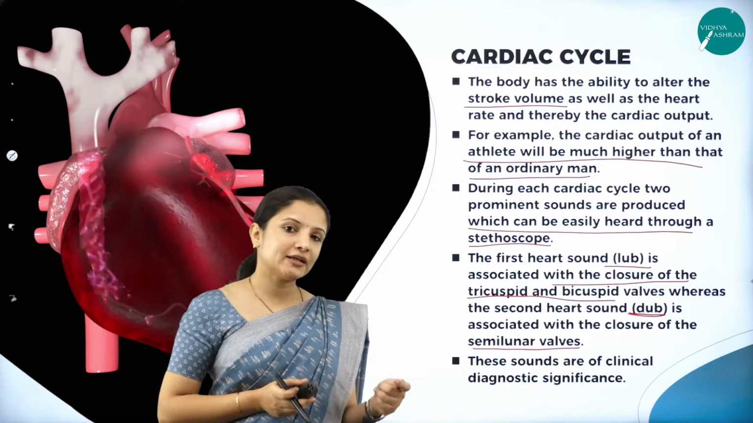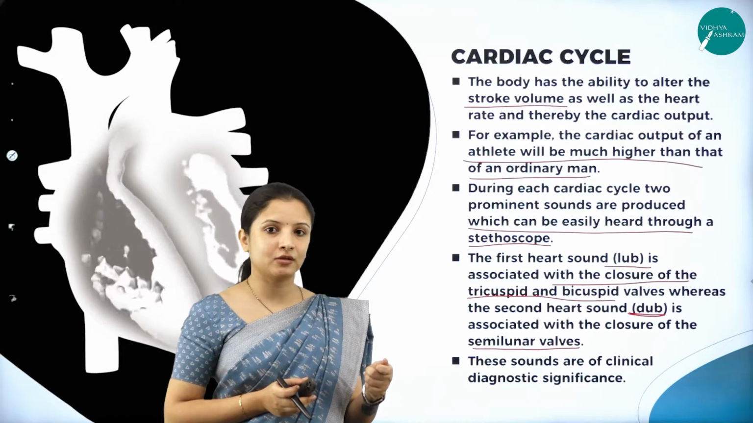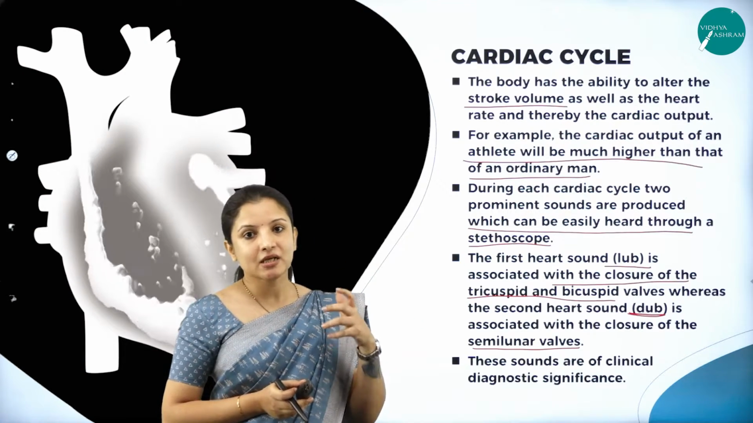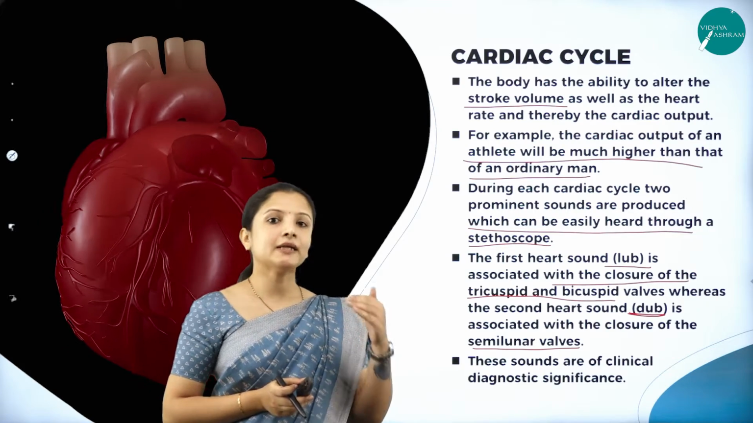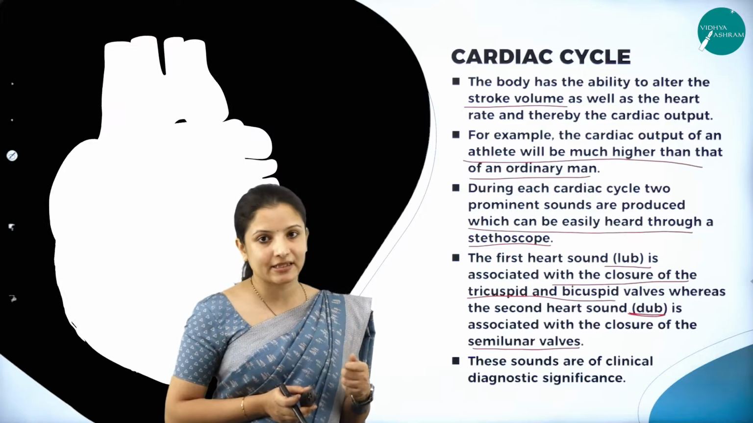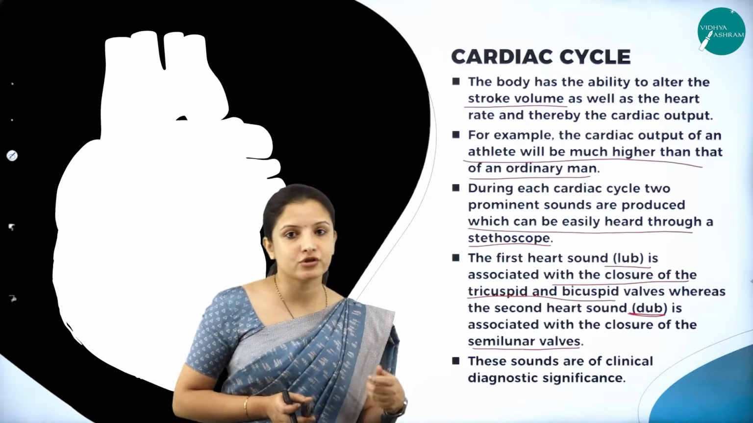So why do the tricuspid and the bicuspid valves get closed? It is because of the pressure that is created in the right ventricle, and when the right ventricle and the left ventricle are relaxing, it results in the closure of the valve.